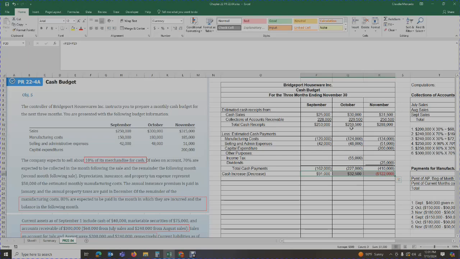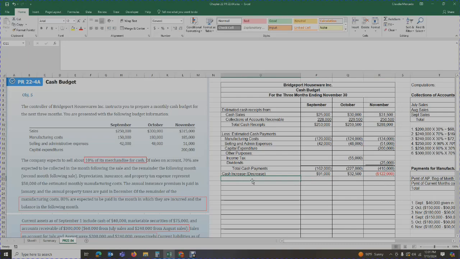So you're going to do the $259,500. That is what you're expected to receive in cash. And you're expected to spend $227,000. That leaves you with $32,500 for October. Now November is a bad month. We are expected to receive $288,000 in cash, and we are anticipating paying $410,000 in cash. That's going to leave me in my red $122,000.